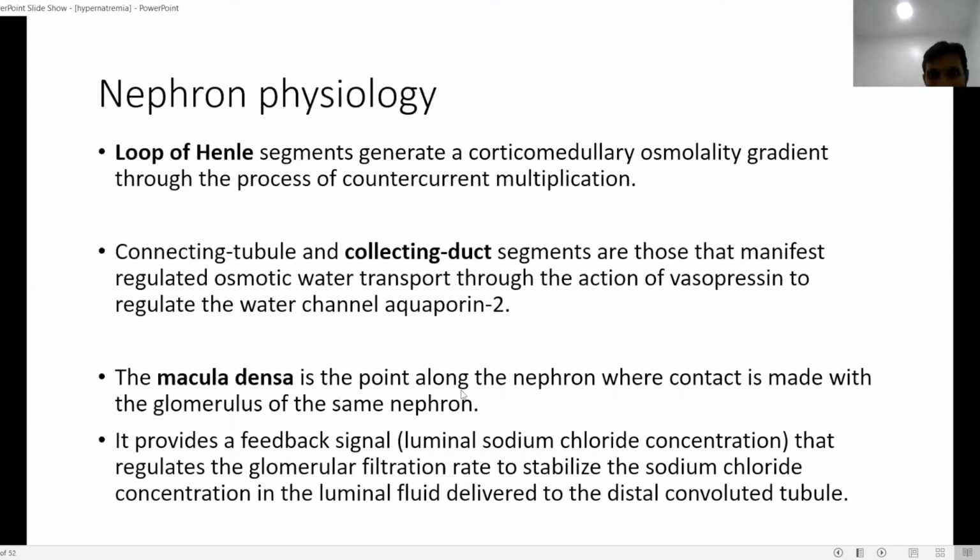The macula densa is the point along the nephron where contact is made with the glomerulus of the same nephron. This provides a feedback signal that regulates the glomerular filtration rate to stabilize the sodium chloride concentration in the luminal fluid delivered to the distal convoluted tubule. That is, if the sensing of sodium is less in macula densa, then there will be more glomerular filtration, leading to normalization of sodium levels in the tubular fluids. And in reverse, if there is high sodium in the tubular fluid, there will be less filtration.